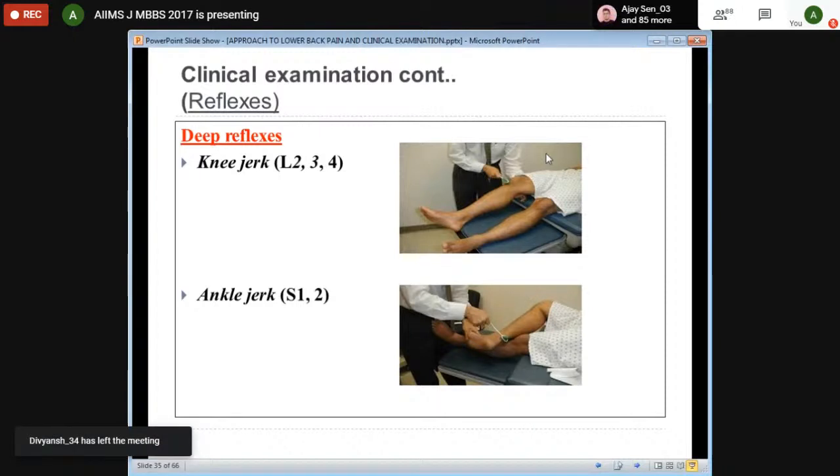Then look for the ankle jerk. In the supine position, for the ankle jerk, what we do is cross the testing leg over the other side, and just dorsiflex the foot to slightly extend and hit the Achilles tendon. Then you will find the contraction of the gastrocnemius.